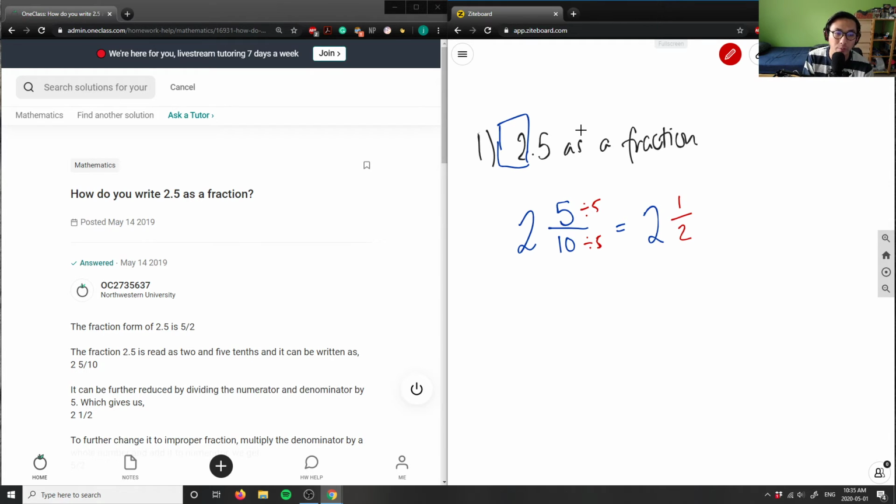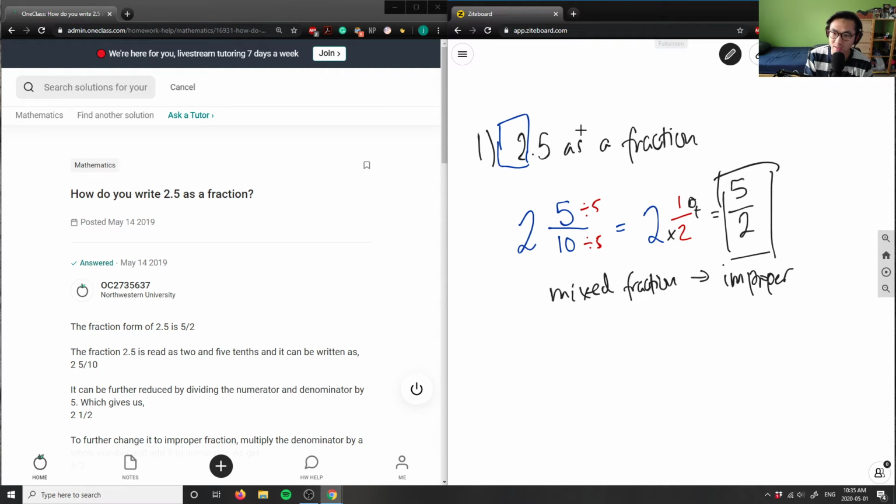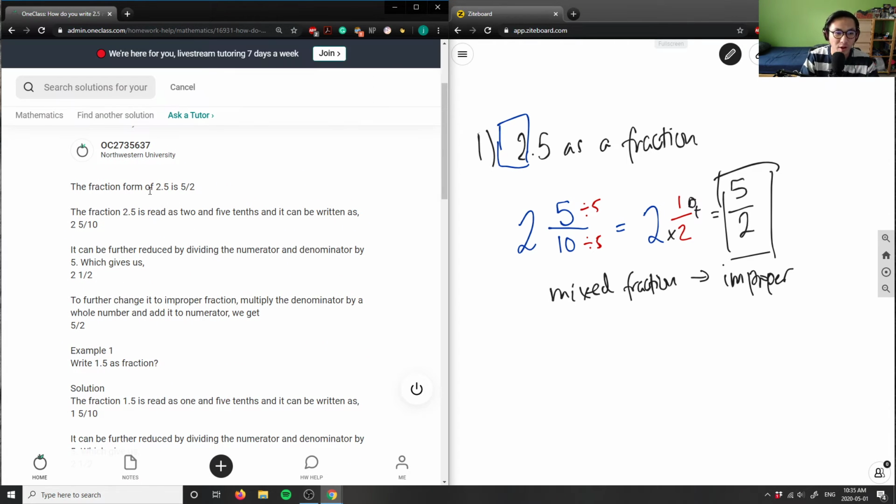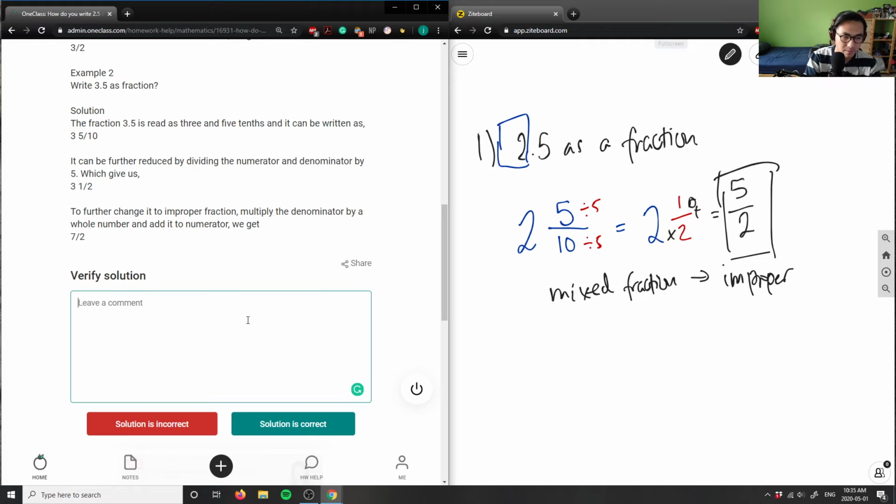So if 2.5 would be my fraction, and if I were to convert this to an improper fraction, this here is a mixed fraction. If I want to convert it to an improper fraction, I would take 2 and multiply it by the denominator, which is 2, so I get 4, plus the numerator here, which is 5. So I get 5 over 2 here. So 5 over 2 is 2.5 in fractions, and this solution here is correct. Fraction form of 2.5 is 5 over 2. Solution is correct. Good explanation.